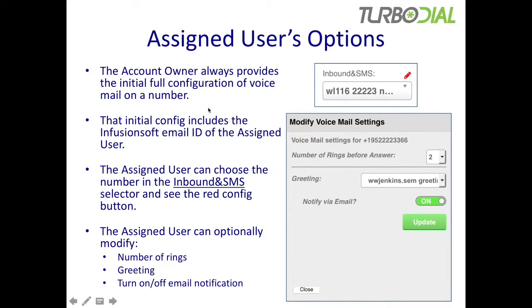The user that you assign this voicemail to does have access to some options for configuring how they want their voicemail to work. You, as the account owner, always provided the full initial configuration of voicemail for that phone number. And that initial configuration, as we showed, includes the Infusionsoft email ID of the assigned user. But that assigned user can then choose that number in their inbound and SMS selector in TurboDial, and they'll see a red config button. And with that button, they'll be able to change the number of rings that TurboDial waits before transferring to voicemail. They'll be able to change the greeting that they play back, and they'll be able to turn on or off email notifications.